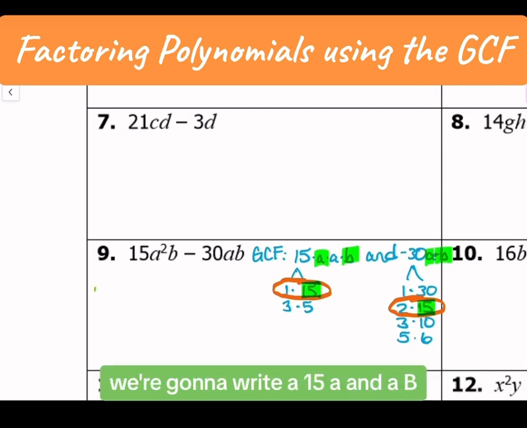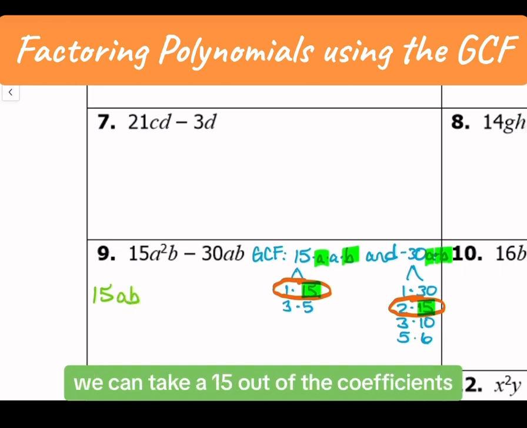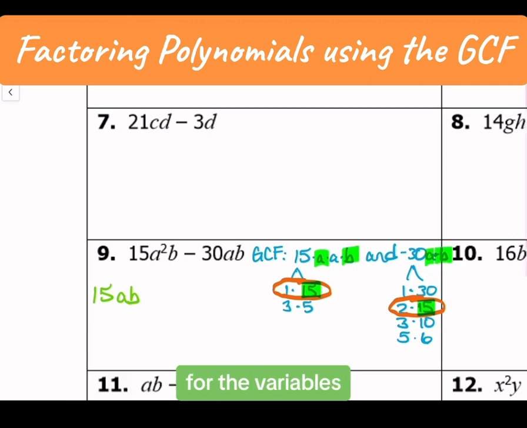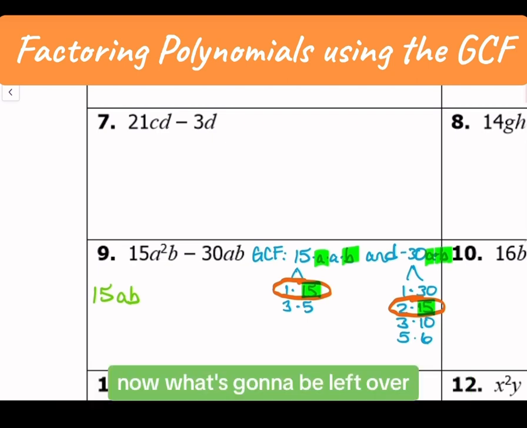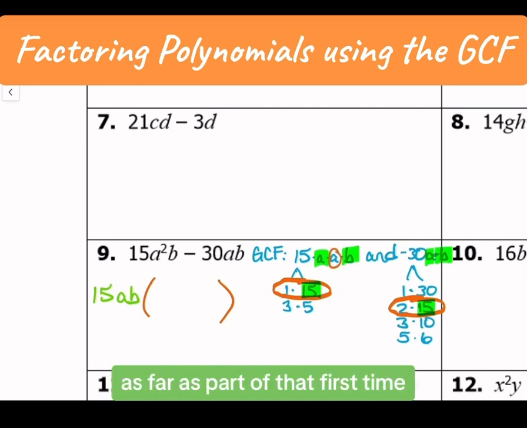We're going to write a 15, an A, and a B, because each one of the terms, we can take a 15 out of the coefficients. And for the letters, for the variables, an A and a B can come from both terms. Now, what's going to be left over? Well, our leftovers, I'm going to circle this A right there as far as part of that first term.